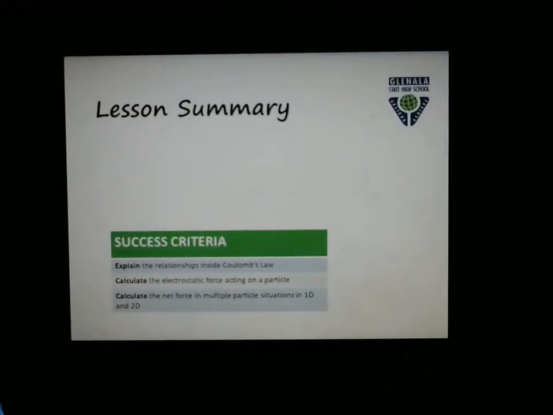Let's head on. So our lesson summary, we've done a couple of things. We have looked at the equation for electrostatic force between particles, and we've seen how to apply forces and calculate net forces in 1D and 2D situations. Okay, remember they're called vectors.